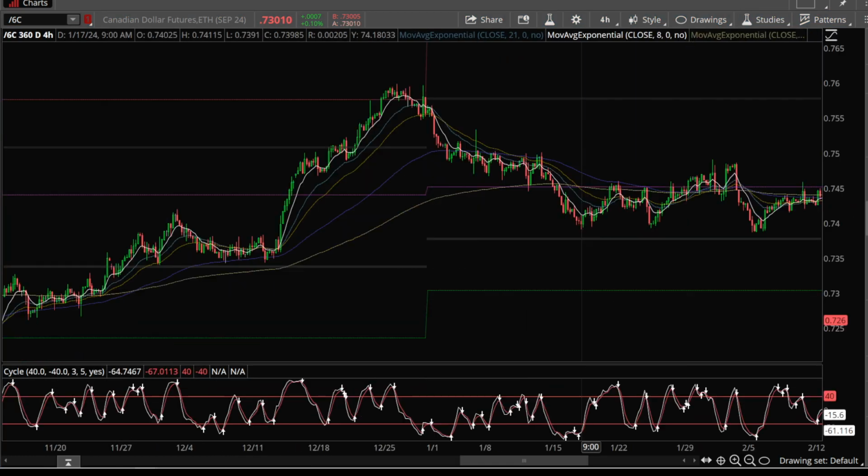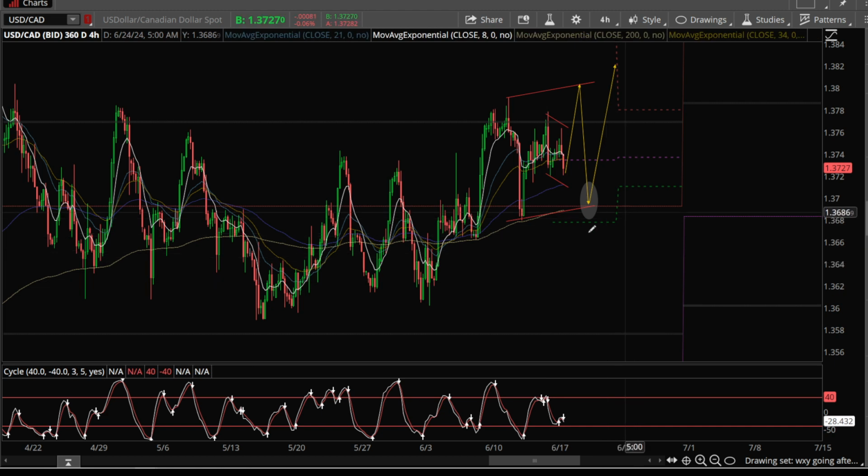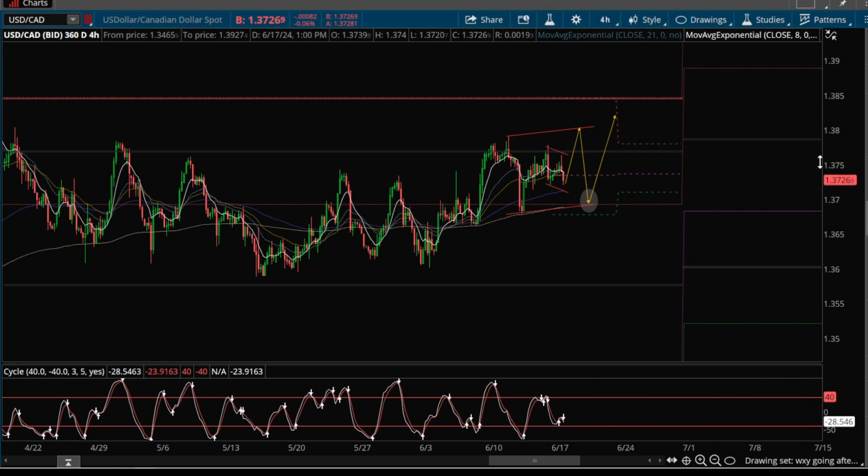CAD, we're looking for this flat to play out. That's CAD futures. Go to dollar CAD, and we're looking for a flat, right? You're kind of looking for something like this to play out this week, and we want to close the week up here, right? So we don't want to close down here, and that's pretty much CAD. All right, and that's all I got.